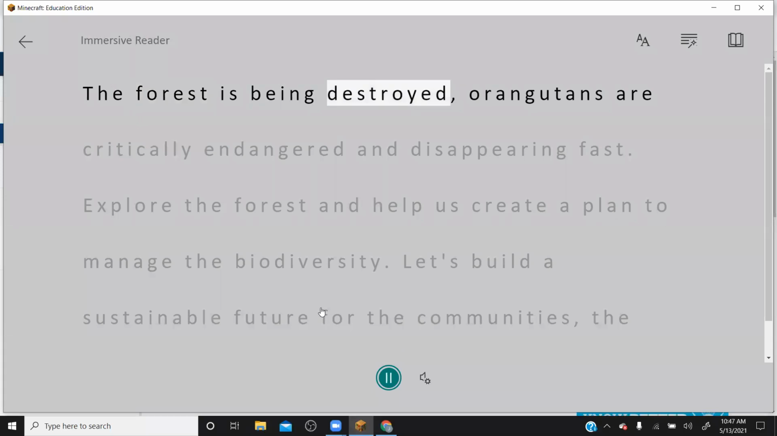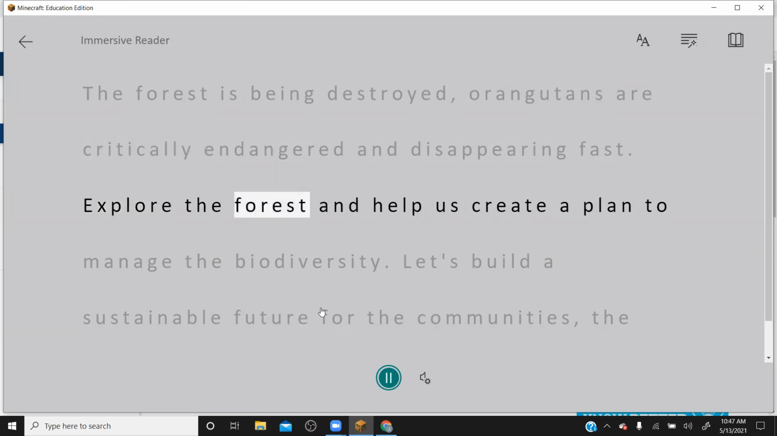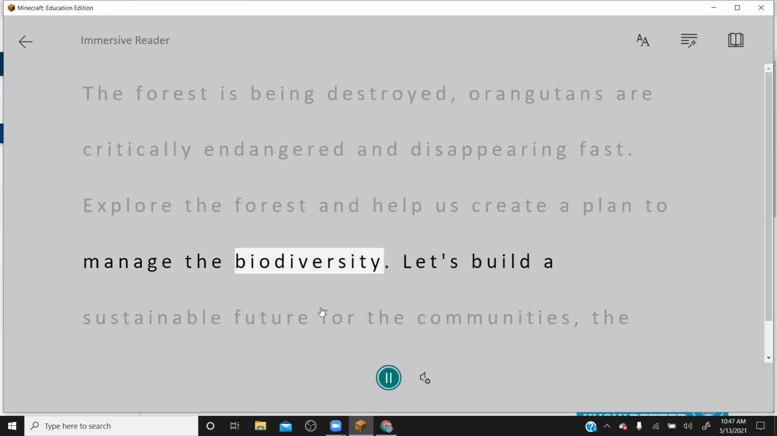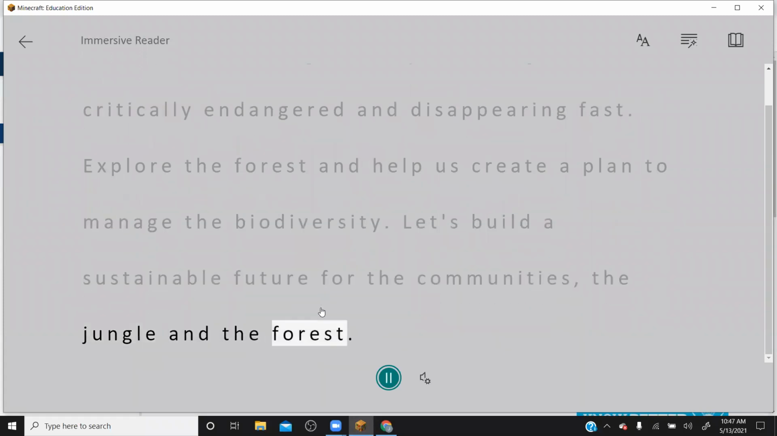The forest is being destroyed, orangutans are critically endangered and disappearing fast. Explore the forest and help us create a plan to manage the biodiversity. Let's build a sustainable future for the communities, the jungle, and the forest.